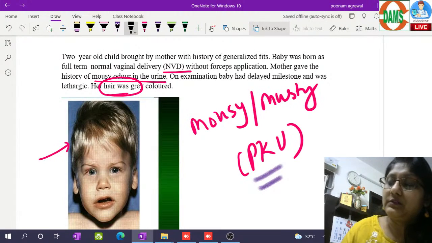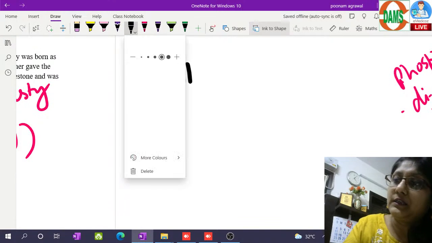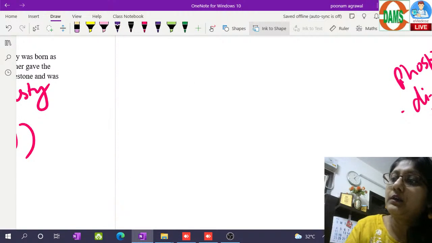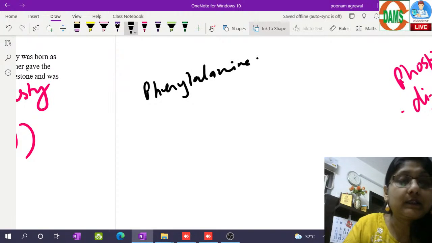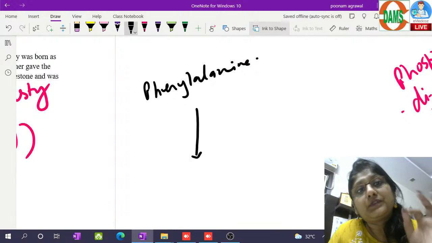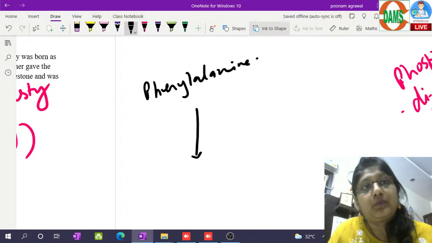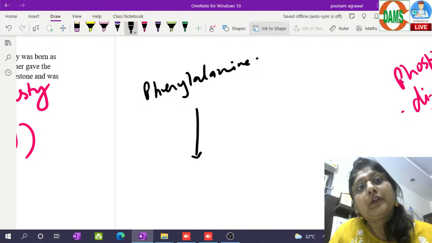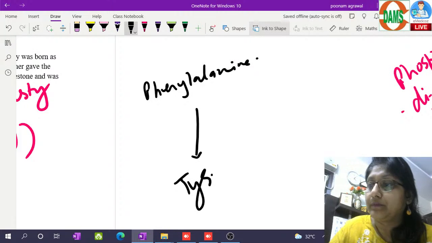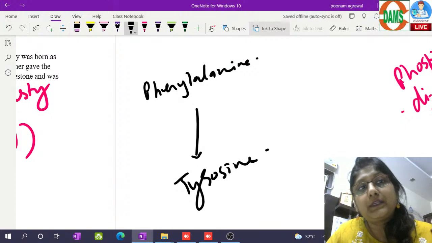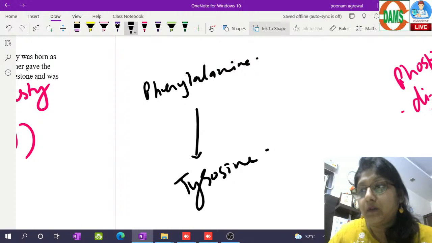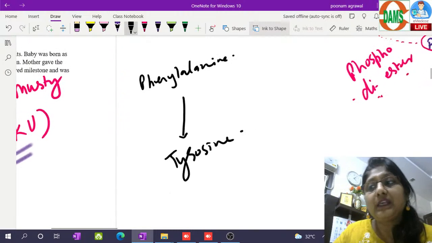Because in this disease, what happens? The phenylalanine is not properly converted to tyrosine. We consume phenylalanine, an essential amino acid. Except for the quantity of phenylalanine directly incorporated into the polypeptide during translation, all the remaining phenylalanine undergoes conversion to form tyrosine, because phenylalanine per se does not have its own metabolism. It has to first get converted to tyrosine, and only then does its metabolism take place.